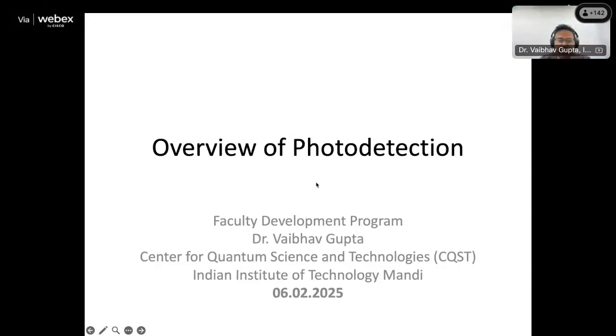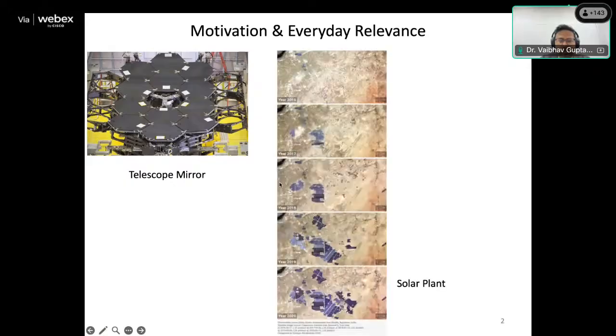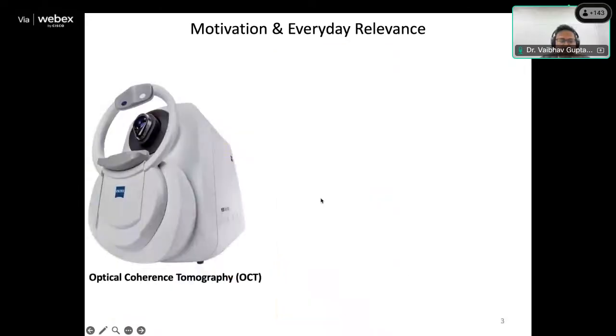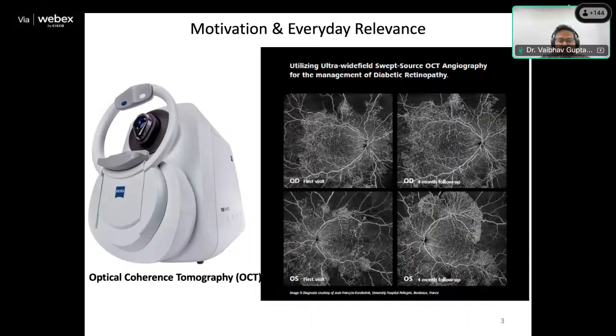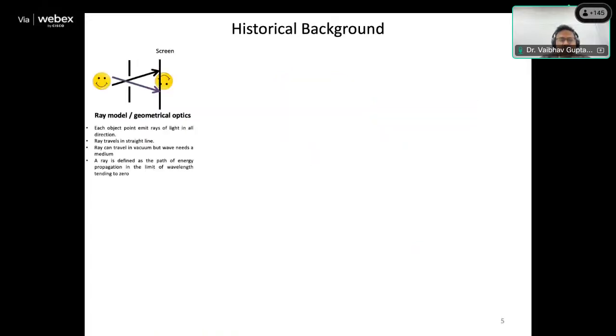5 to 10 minutes, I will just brief you about this. First we started with the motivation, why we need photo detection. So we took some examples from astronomy, such as telescopes. Then we looked into examples from satellites and solar cells, and also OCT, optical coherence tomography, from the medical side. And then we went into some details of the CCDs and why we need fiber coupled photodetectors to detect the defect in the Wi-Fi.